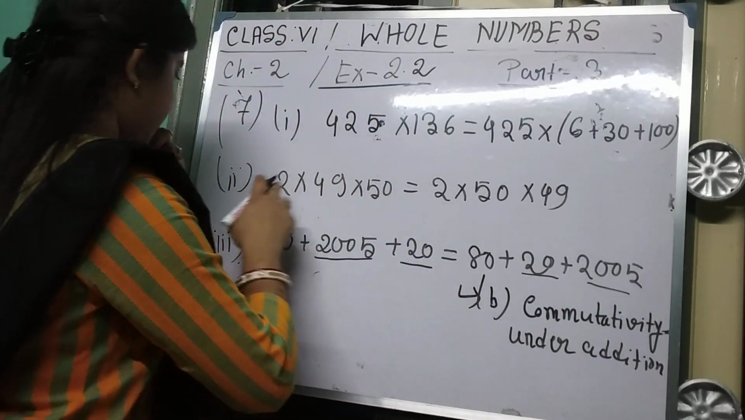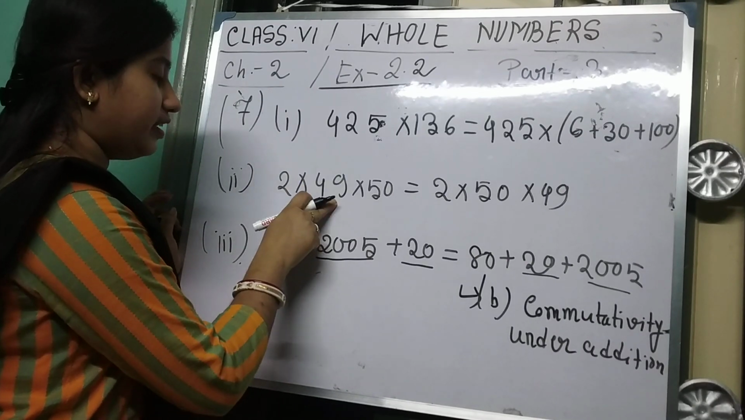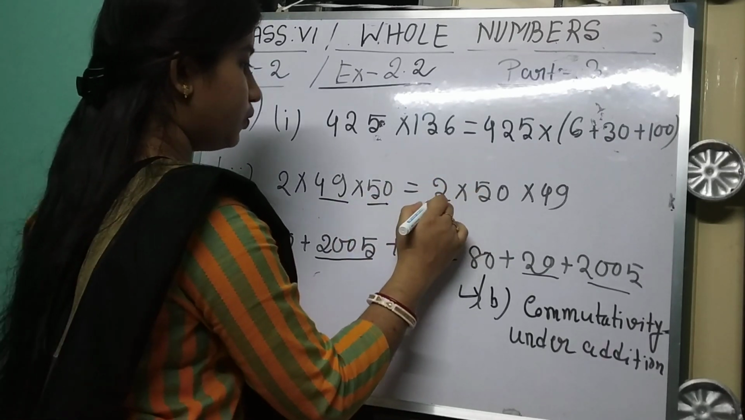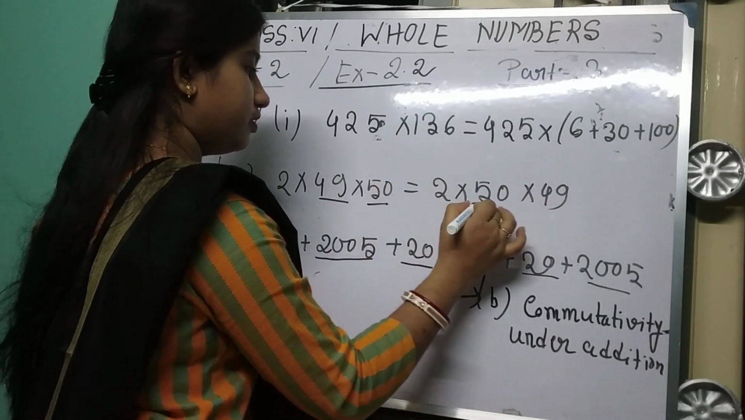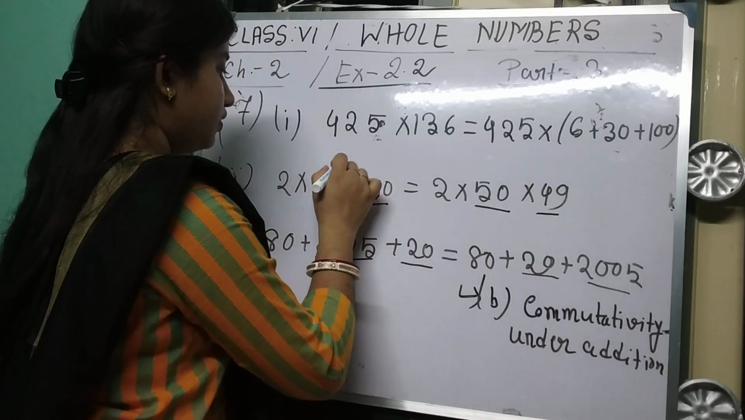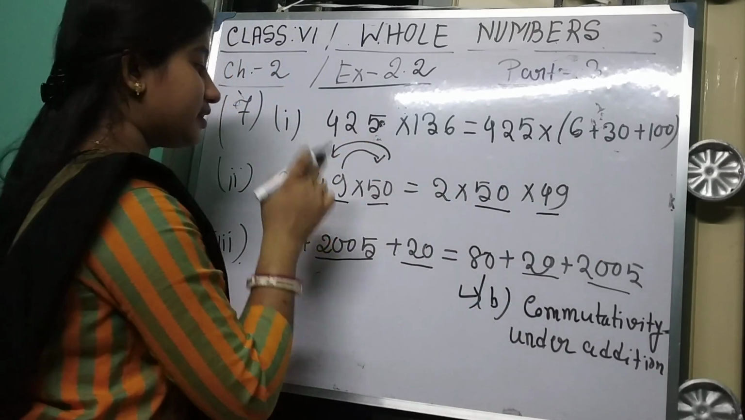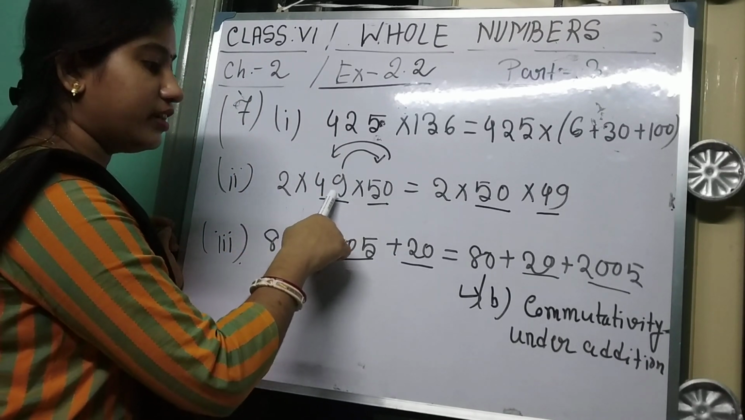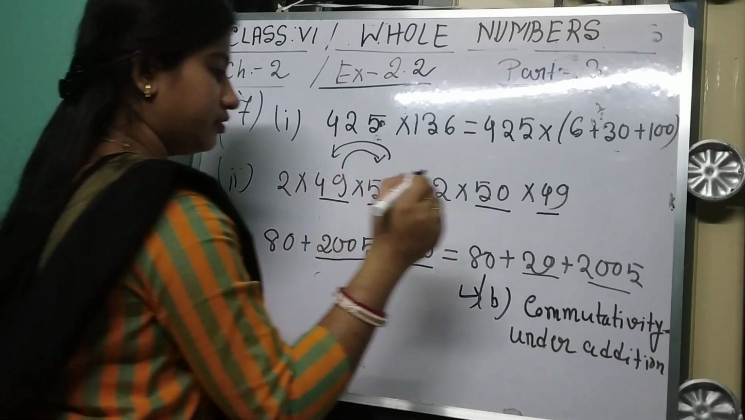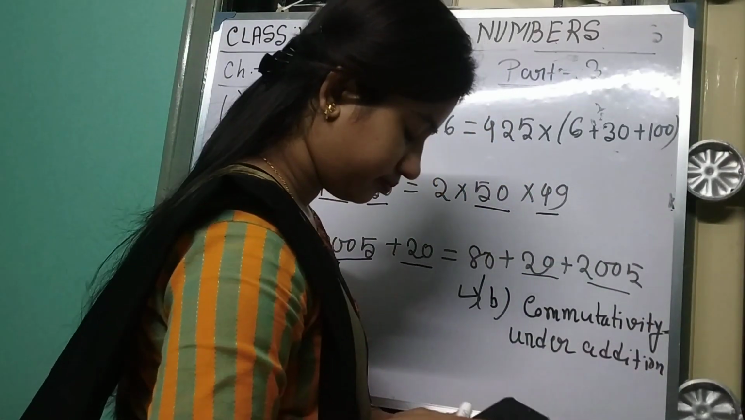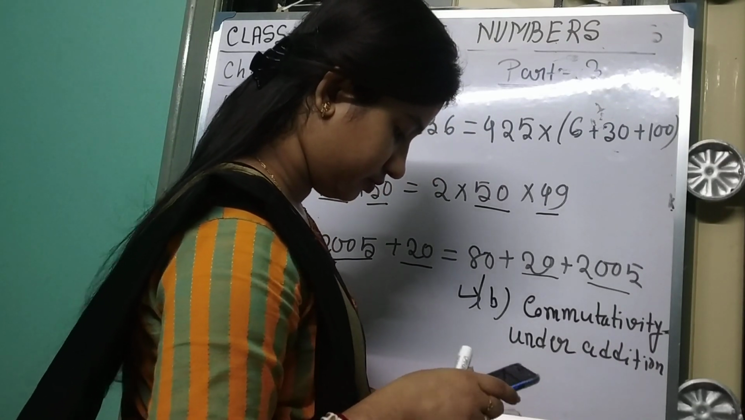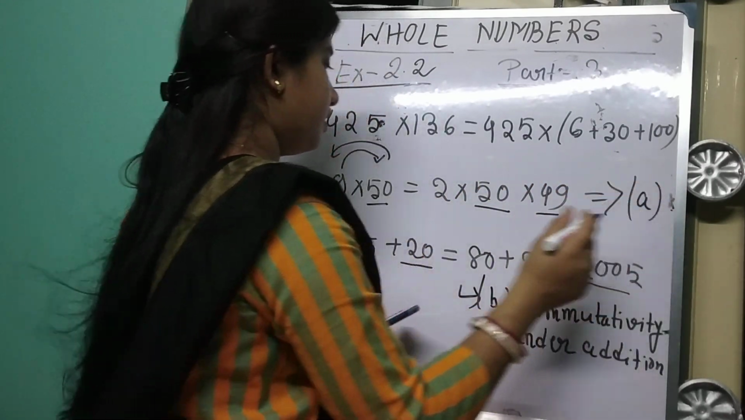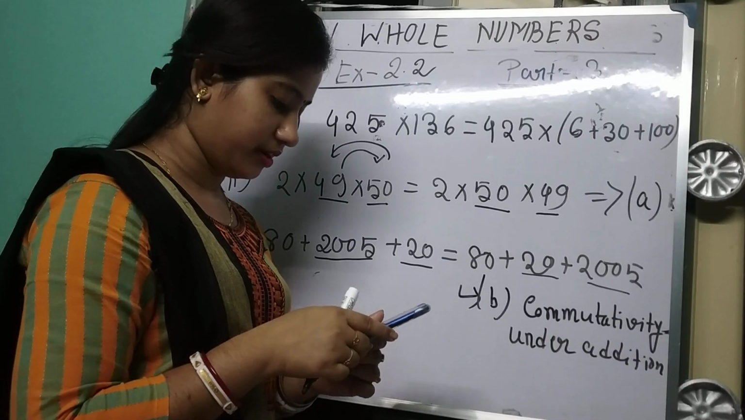And we find what is number 2. Here given 2 into 49 into 50, and here is 2 into 50 into 49. These are equal. So, just alternate two numbers. This is similar to this. So, this is called commutativity under multiplication. This is option A. This is called commutativity under multiplication.